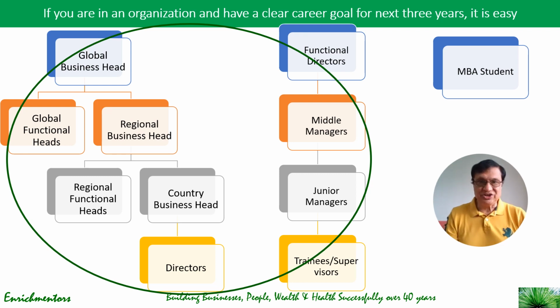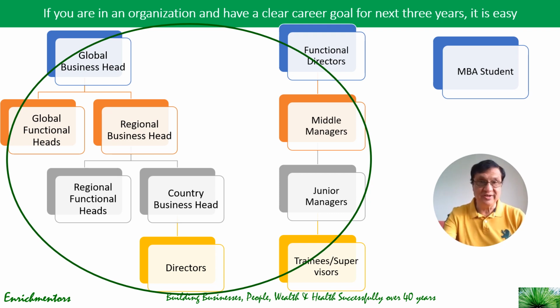If you are already working in a company, as we had seen, you could be a trainee supervisor at the starting level, going on to functional director on one side, and to the extent of becoming a global business head or regional business head if you are in a multinational company, and if you have spent many decades of your life working. So it depends on where you are in the organization. And if you have a clear career goal, then it is easy. Even if you don't have a clear career goal, you can always work that out as we talked about in the last lecture.